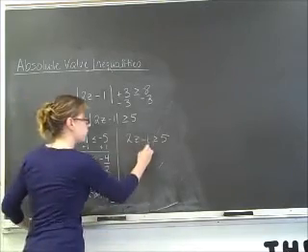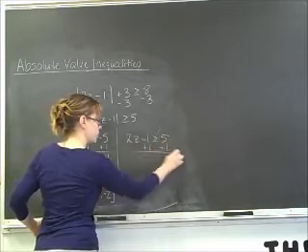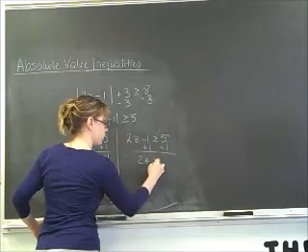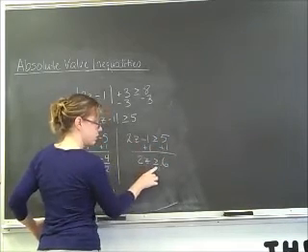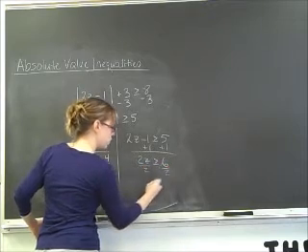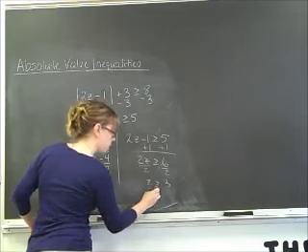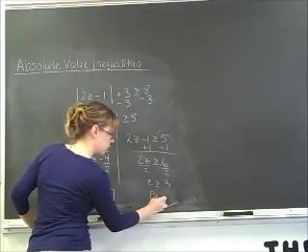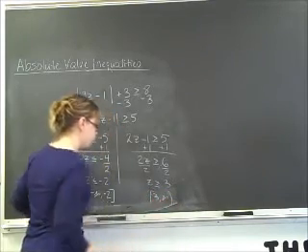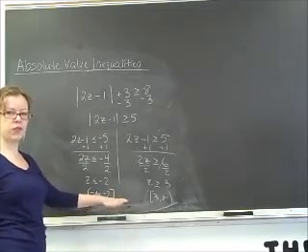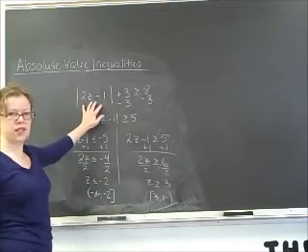On the other side, z is greater than or equal to 6. Divide by 2. Z is greater than or equal to 3. Again, bracket, 3 to infinity. So these are my two intervals that are going to satisfy this inequality.